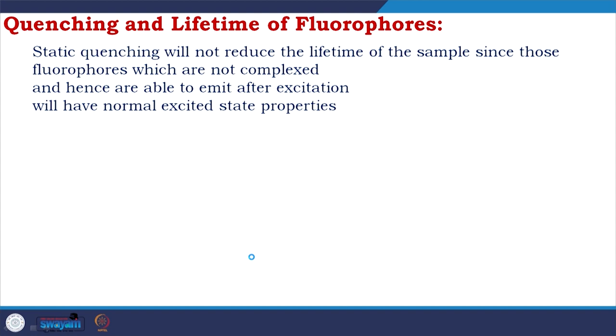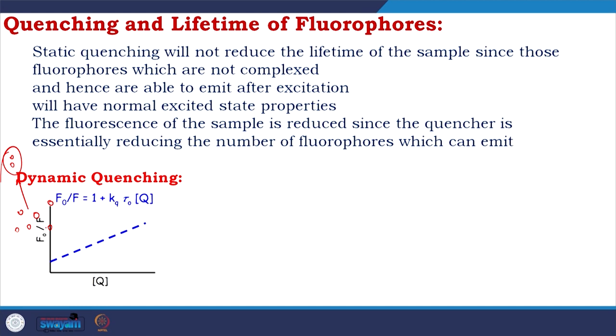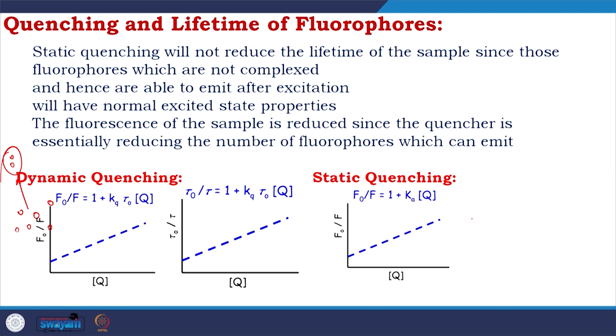The fluorescence of the sample is reduced since the quencher is essentially reducing the number of fluorophores, because there are, suppose, 1, 2, 3, 4, 5, 6, they have taken 2 of them, so they are now 4, so they change and that is how it is affecting. So, if you see in dynamic quenching, this is the plot of F0 by F and this is the plot of tau0 by tau, mostly the same. Whereas, in case of static quenching, this is the F0 by F, whereas tau0 by tau is a straight line, because here tau0 equal to tau.